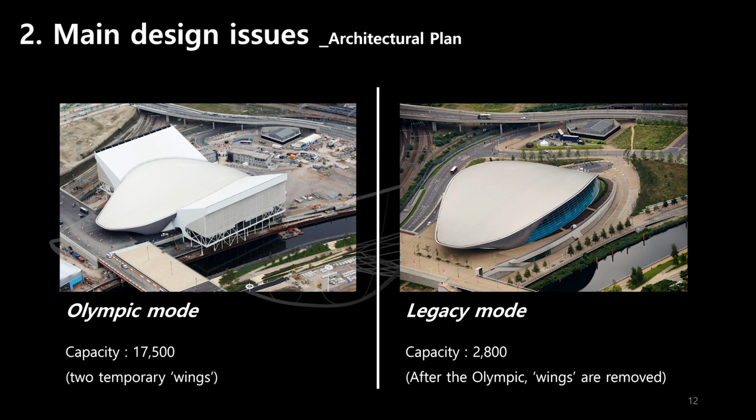Next is the architectural plan. There are two forms of the aquatic center. One is Olympic mode and the other is legacy mode. In the case of Olympic mode, the shape of the building becomes wider than legacy mode. The building was temporarily built on both sides. It created 7,500 seats to accommodate the audience.